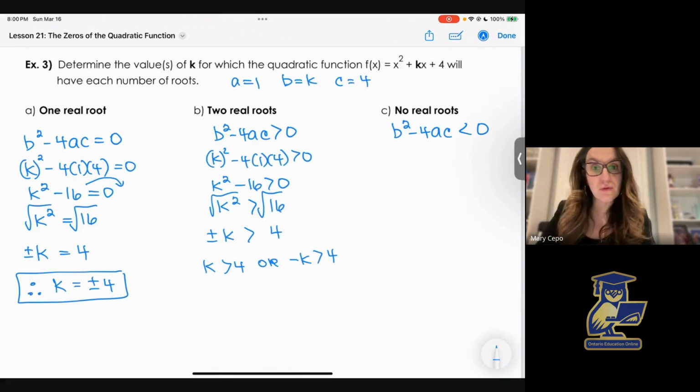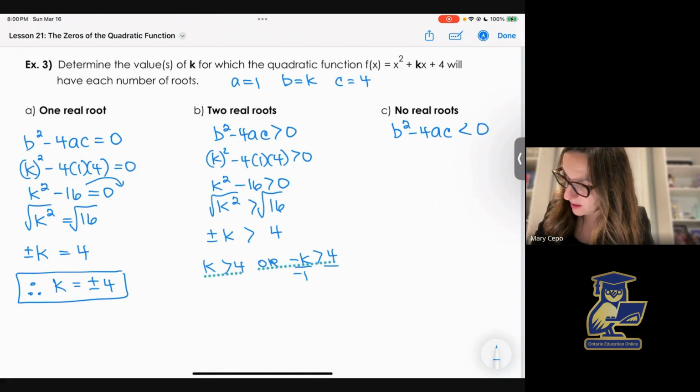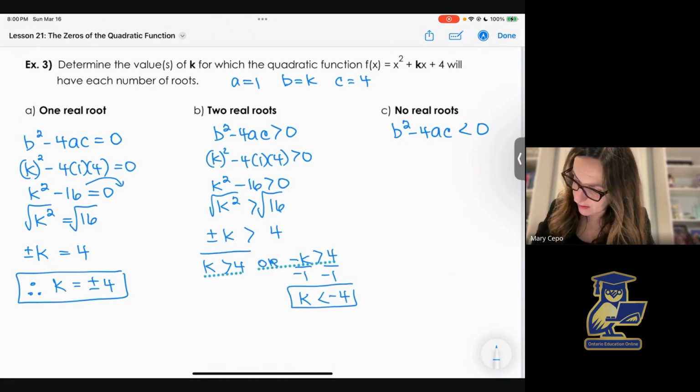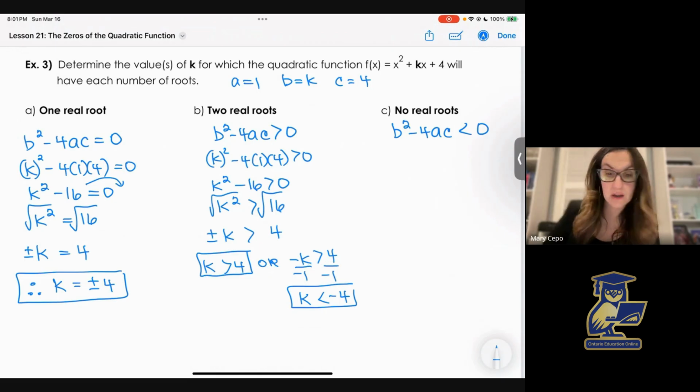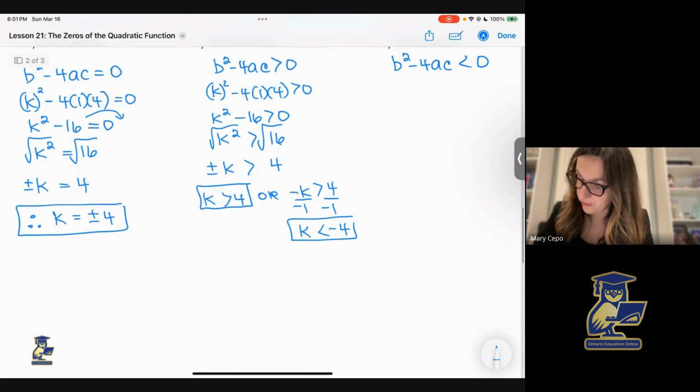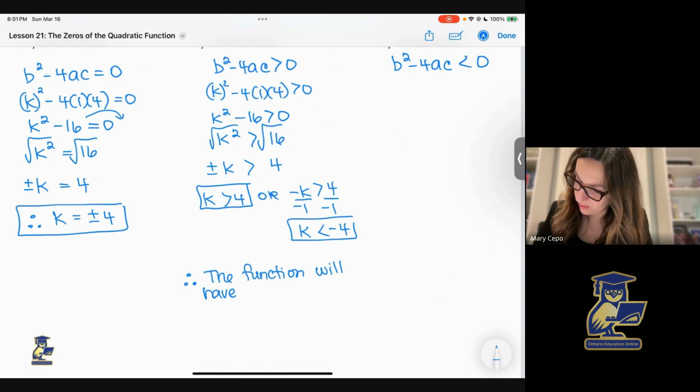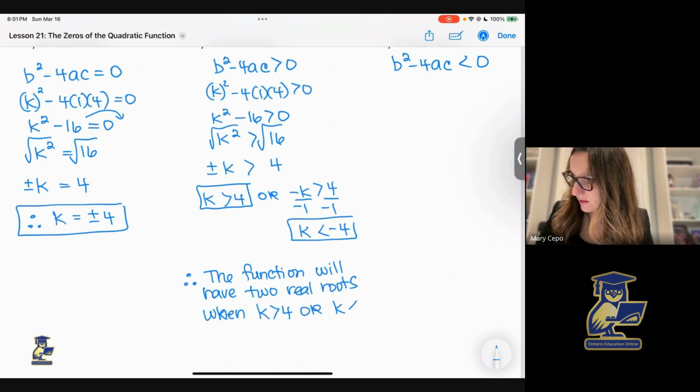But we don't want that negative up front. So we're going to divide both sides by negative. And keeping in mind, when you divide by a negative value, you make sure to change the sign of the inequality. So therefore, in this case, the function will have two real roots when the value of k is either greater than 4 or the value of k is less than negative 4.